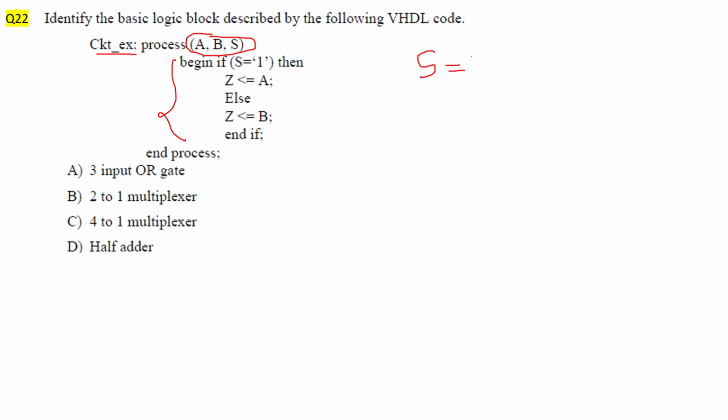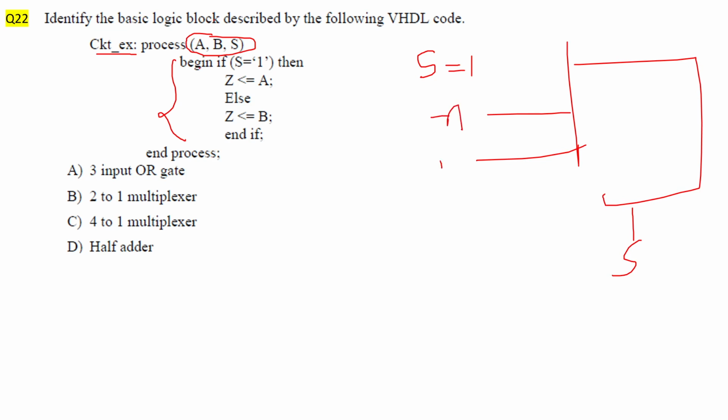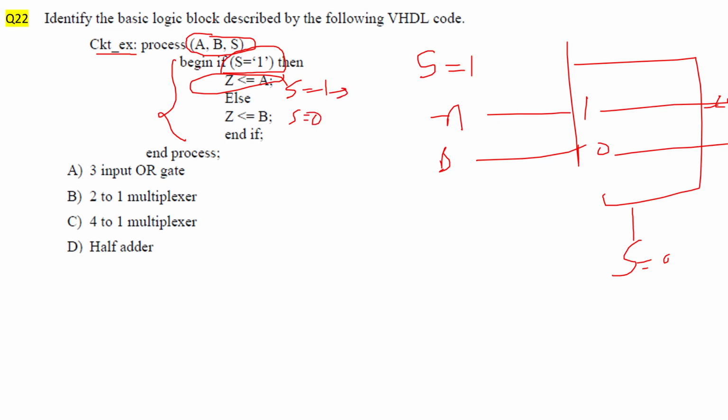So basically a 2 is to 1 mux has a select line, two inputs A, B, and then Z. So if S is equal to 0, B, this is 0, 1, this gets to the output. If S is equal to 1, this gets to the output. So it says if S is equal to 1, then output Z gets assigned as A, else it gets assigned B. So there are two cases only, S equal to 1 and S equal to 0. In 1, Z gets assigned as A. In 0, it gets assigned as B. So this is simply the working of a 2 is to 1 mux.